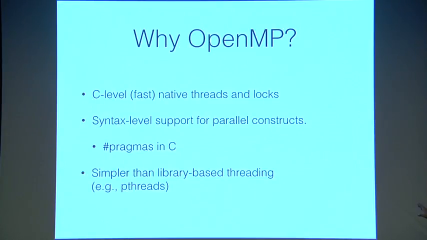OpenMP is simpler than library-based threading like pthreads or the Windows threads, where you have a lot more control over which threads do what, when, and you can split off threads and send them on wildly different code paths very easily. But you also have to do a lot more work to use those sort of threads. So this one gives you a few very simple constructs via the compiler, a few simple basic locks and things like that, and you get most of the parallelism that you need.